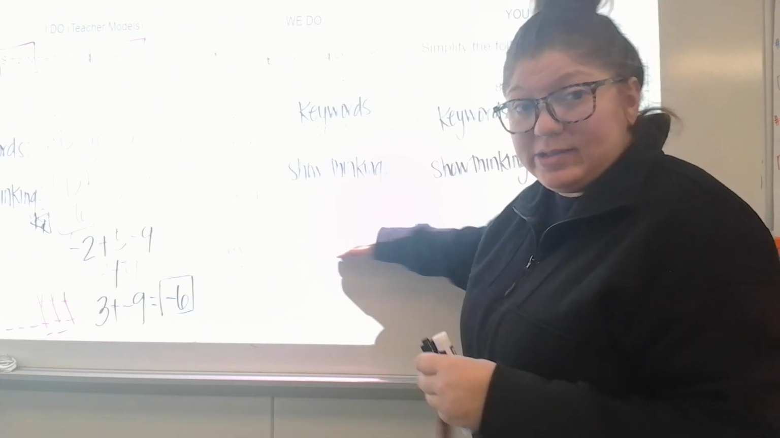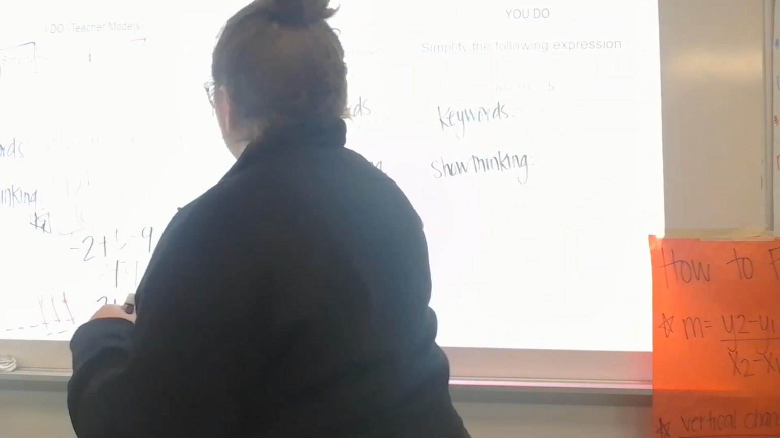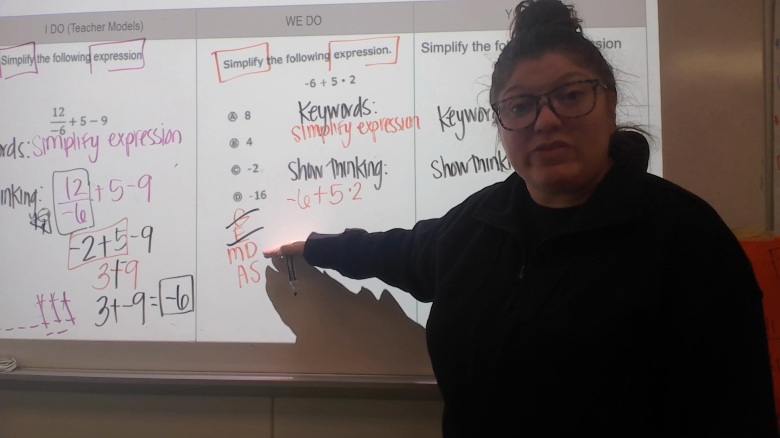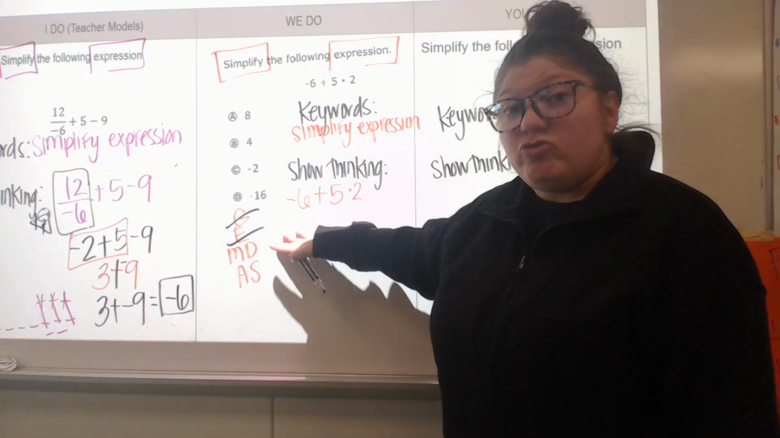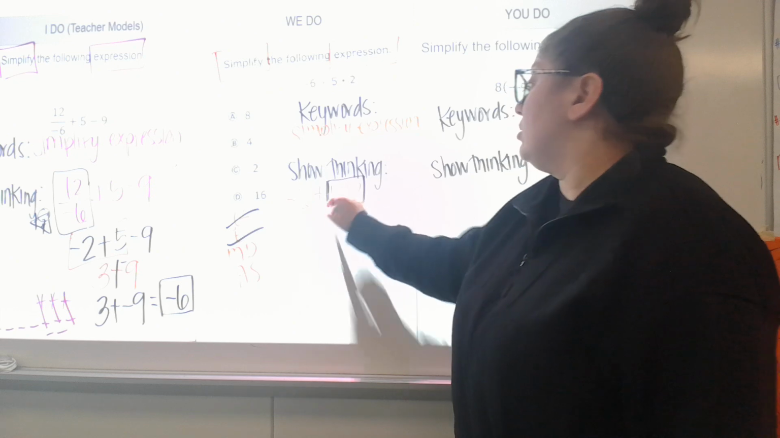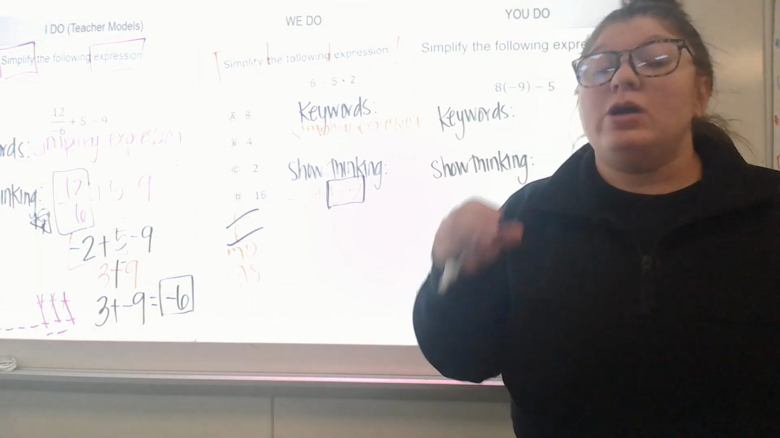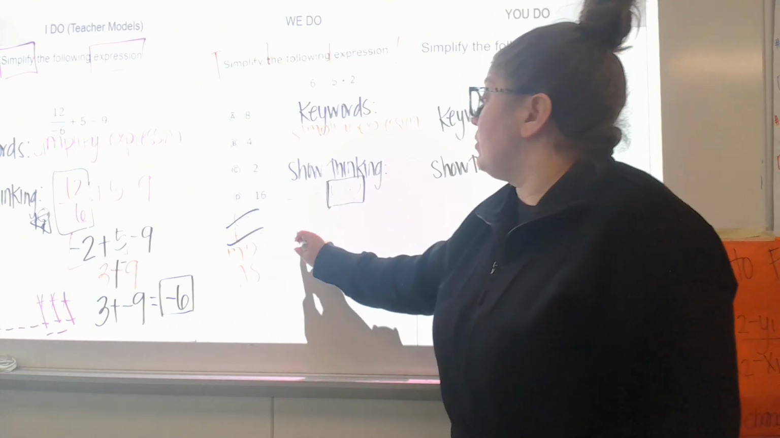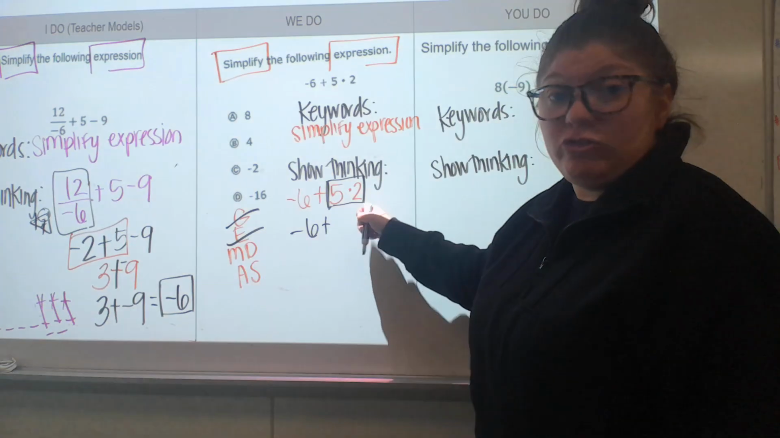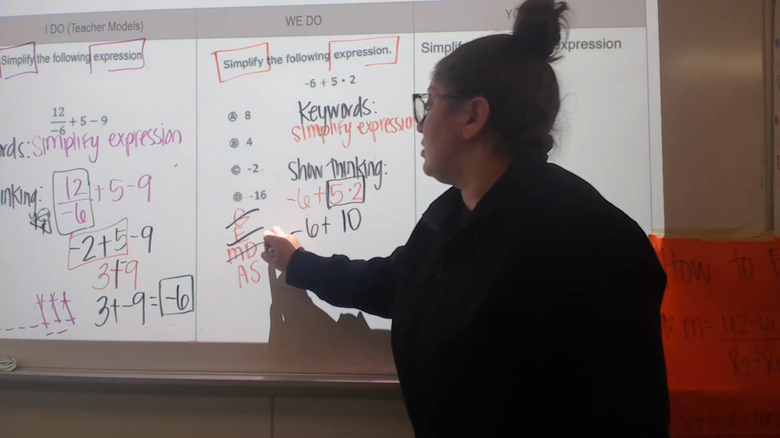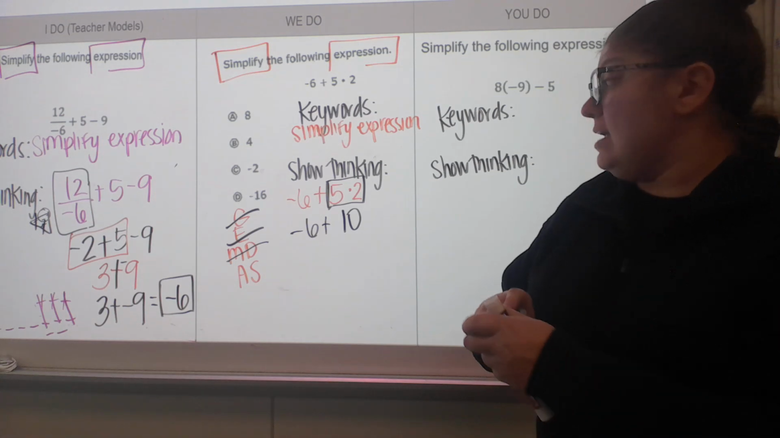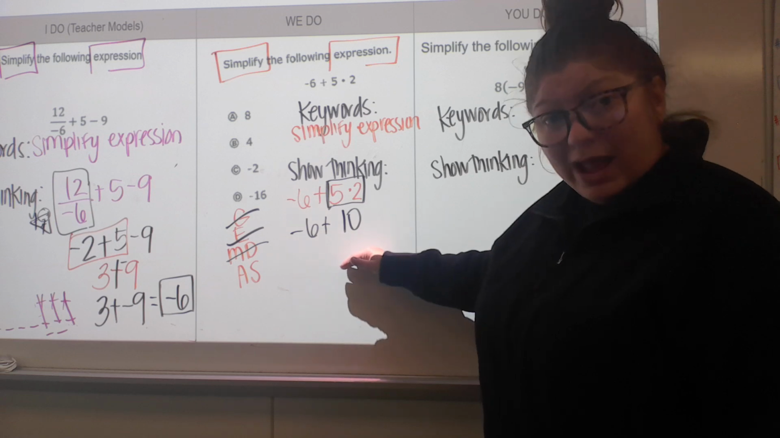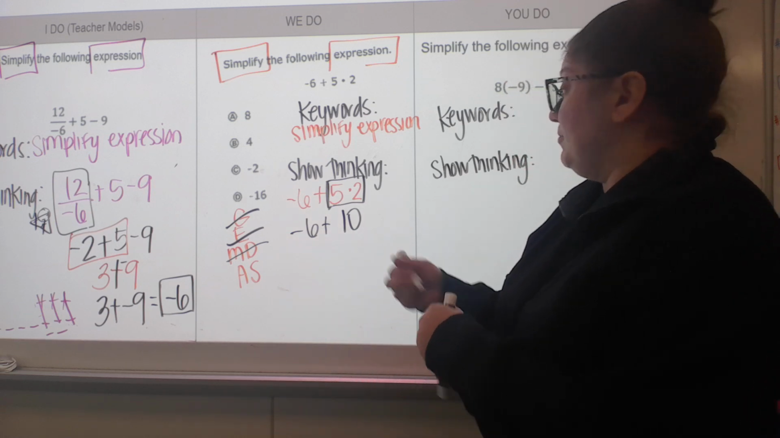I don't have parentheses or brackets. I don't have exponents. But I'm going to start with multiplication and division because that is what's first in my GEMDAS checklist. It does not have to be first in your expression. You're following your checklist. So I'm going to bring down my negative 6 plus 5 times 2 is 10. I'm done with that. Now I'm going to add and subtract. Negative 6 plus 10, they're different signs, so I'm going to subtract. 10 minus 6 is 4.